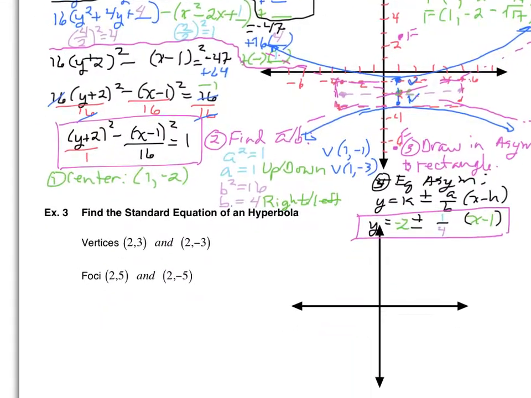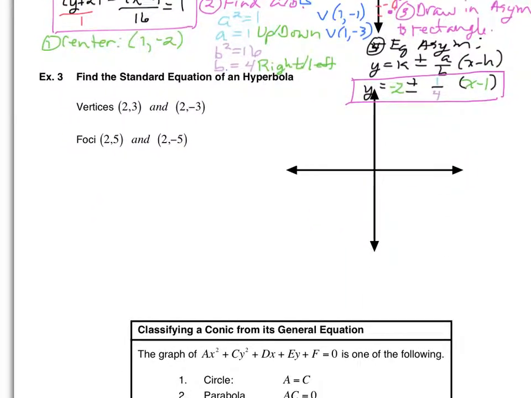Okay, so let's look at the last example, and just like the last example has been in 8.1 and 8.2, you're given pieces and you have to find what you need for the equation. So what do I need to write the standard equation of a hyperbola? What do I need to know? The center, which is h and k. What else? A and b. So those are the only 4 things that I need. So here they've given you the vertices and the foci.